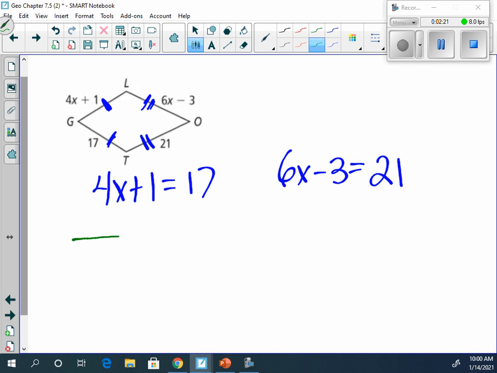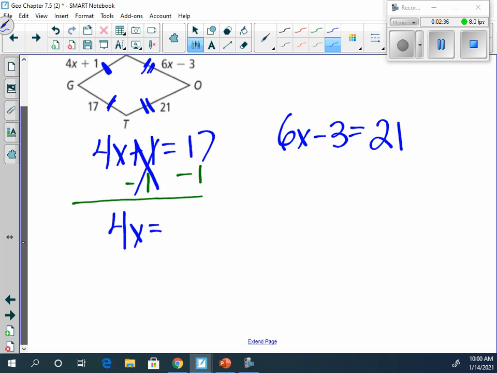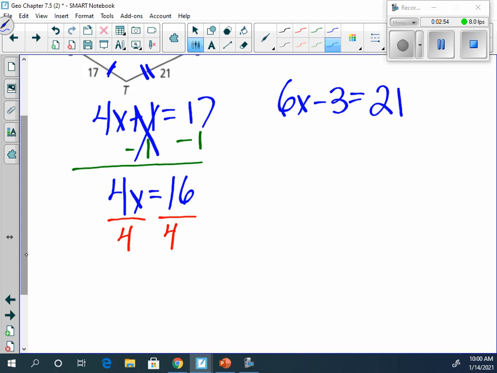So if I solve this here, 4x plus 1, well, the first thing we need to do is subtract 1 from both sides. Because negative 1 plus 1 would give me 0. Leaving me with just 4x is equal to 17 minus 1 is 16. And then from here we can divide both sides by 4, telling me what? X is equal to 4.